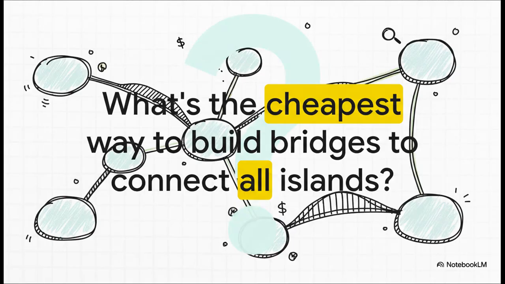So let's start with a little thought experiment. Imagine you've got a group of islands, and you need to build bridges to connect all of them. Simple enough, right? But here's the catch. Every single bridge has a different cost to build. Your job is to make sure you can get from any island to any other island, but for the absolute lowest possible cost. Where would you even start?